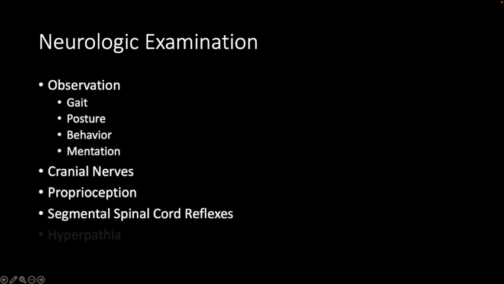When performing a neurologic examination, this is the general order it is performed. Depending on the patient, we might have to adapt. For example, if it is an aggressive animal and we are mainly concerned about a thoracolumbar myelopathy, maybe we save cranial nerves for after proprioception. Or if an animal presents stuporous or comatose, we would forego gait evaluation and proprioception.